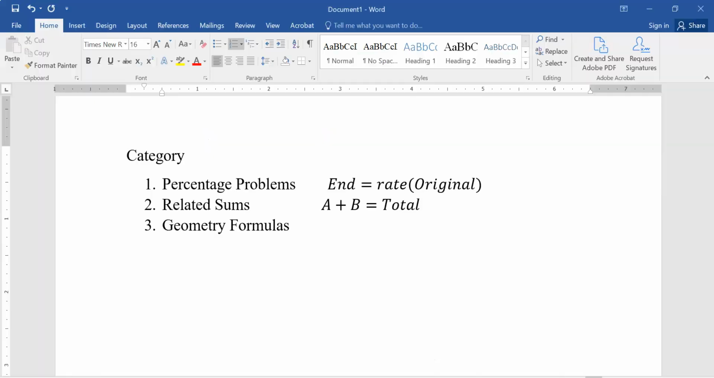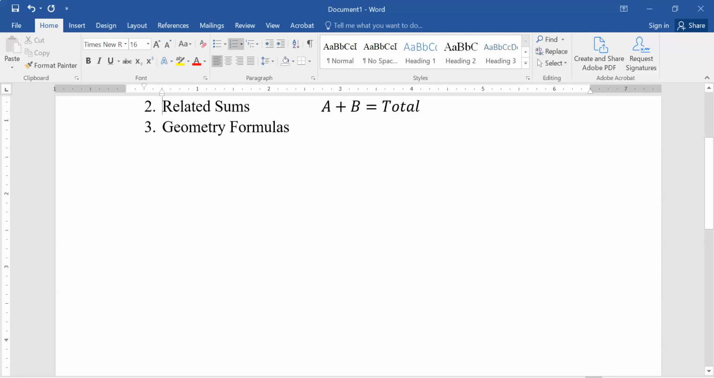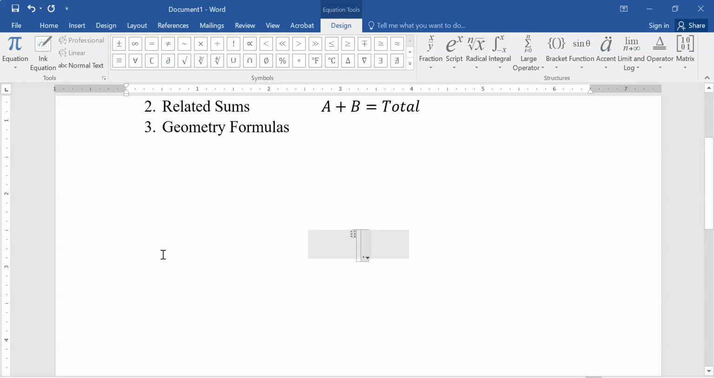So let's actually create this. When you're creating a related sums problem, I always start with this A plus B equals total formula. Now, I'm not always going to use A and B. For instance, in this case, I'm going to use J and D for Jack and Diane. So Jack and Diane together are going to receive $20,000. So I'll write J for the amount Jack has and D for the amount Diane has.